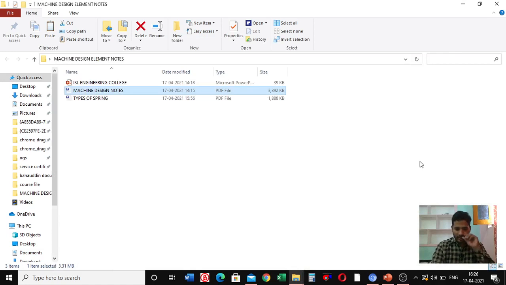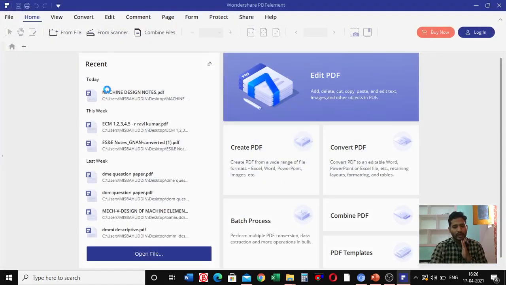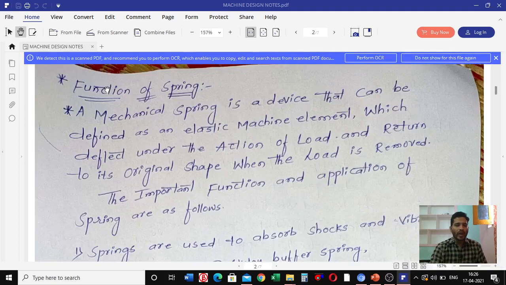So today in these sessions, we are going to learn regarding the functions of springs. In the last class, we studied the introduction to springs. Springs are flexible machine elements used in various machine components, which deflect under the action of applied load and regain their original shape and size after the load is removed. But today in these sessions we are going to learn regarding the functions of springs.